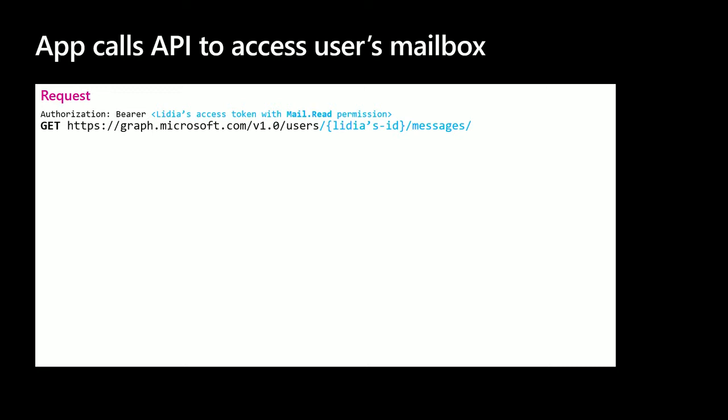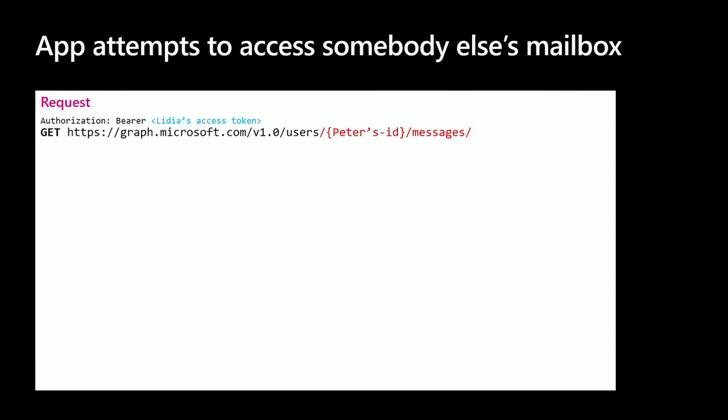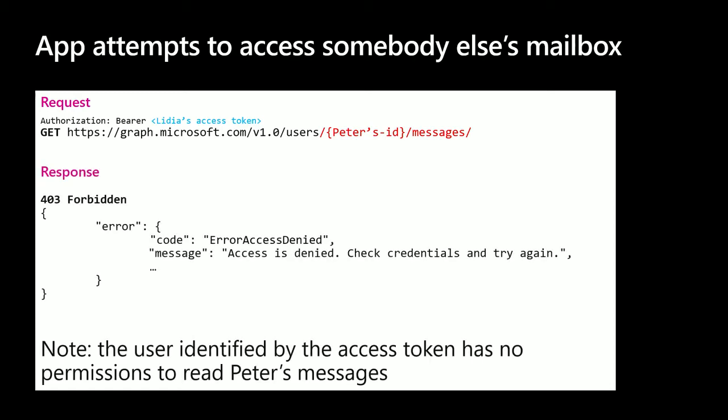Here's a real quick example of my app obtaining a token for Lydia and trying to access her mailbox. And we get a 200 and we can enumerate her emails. But if my app tried to use the same token and access Peter's mailbox, it would be the underlying service, Exchange Online in this case, rejecting that call, because Exchange Online can perform authorization for Lydia's access to that particular mailbox. So your app would benefit from that.